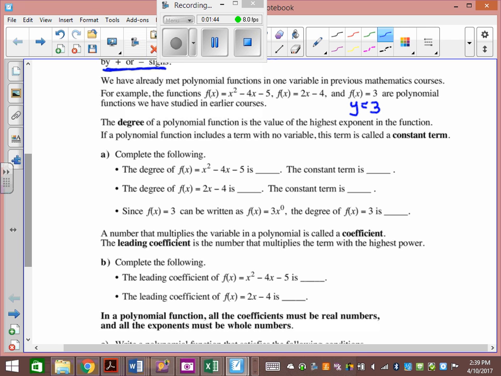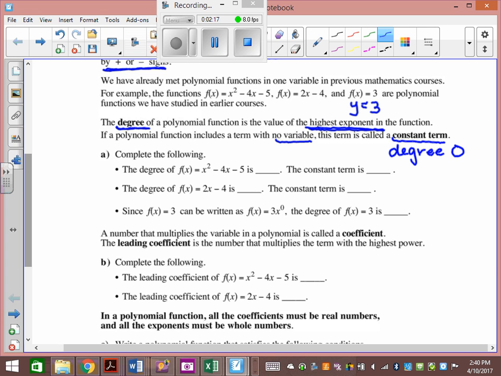So now we're going to go over degree. I might be able to ask you about a degree. They might also ask you on the diploma about degrees, so we're going to pay attention. The degree of a polynomial function is the value of the highest exponent. If a polynomial includes a term with no variable, then it's called a constant term. No variable means constant term. That's degree 0.